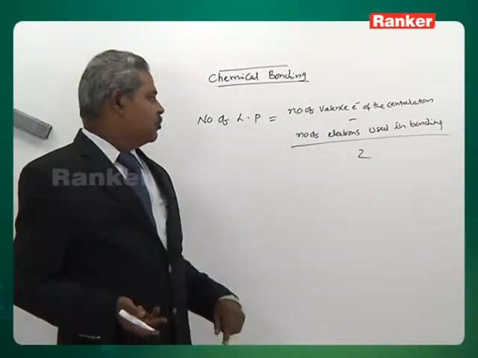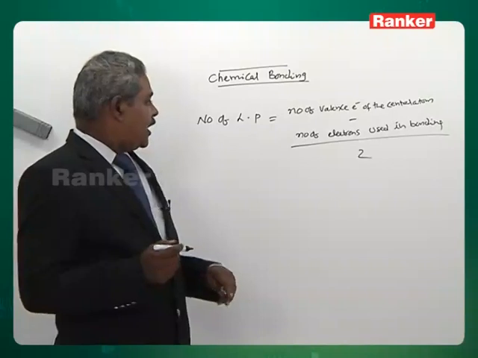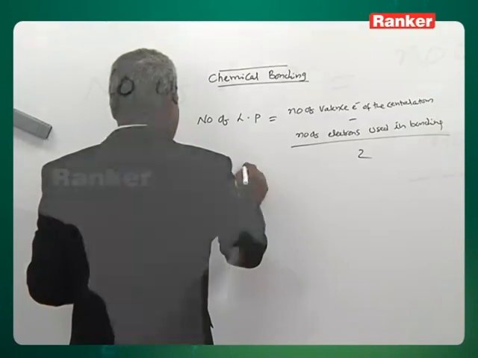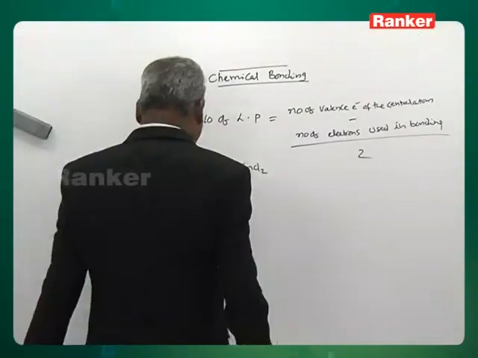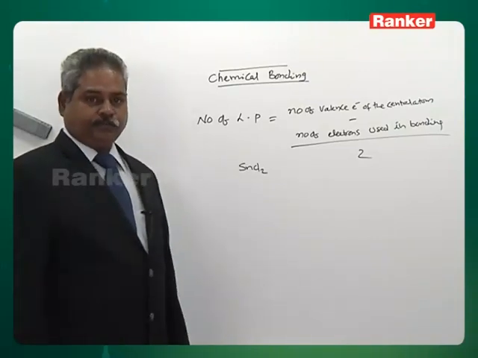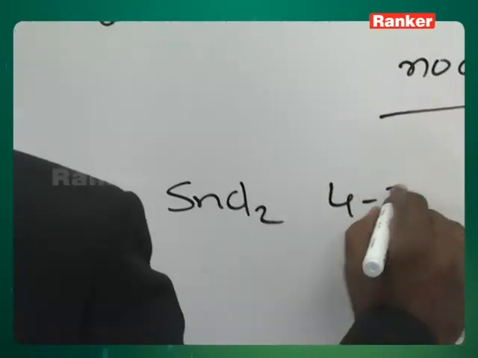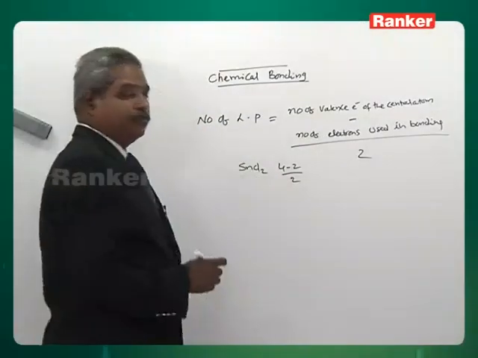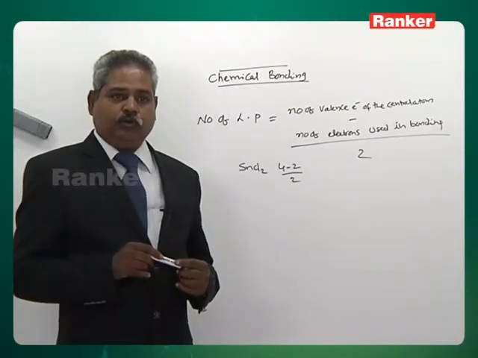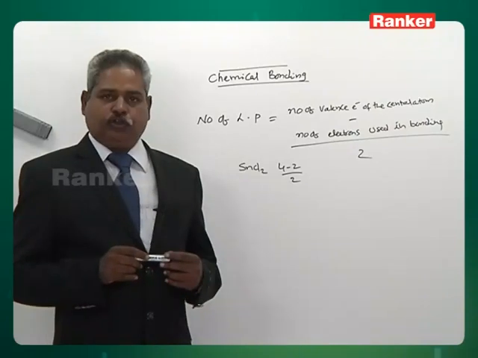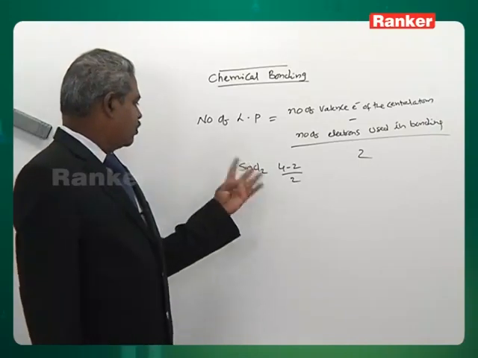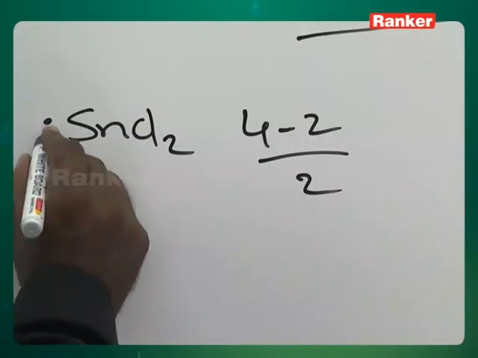Number of valence electrons, how many you have, and number of electrons used in bonding, how many you have used in bonding. For example, let me find out the lone pairs in SnCl2. What about this? 4 minus 2 by 2. Stannum belongs to fourth group. From the beginning of this topic, I have been warning you to know which element belongs to which group. The moment I say stannum, if your fourth group comes to your mind, SnCl2, 4, 2. So there is a lone pair. 4 minus 2 by 2, 1 lone pair.